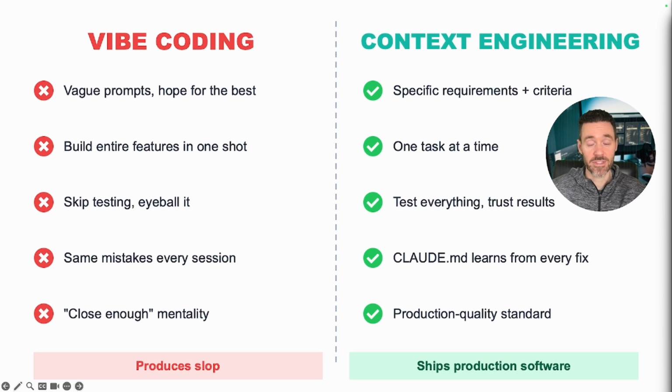What I'm going to show you instead is context engineering. It's a structured approach that turns AI from a loose cannon into a precision tool. And once you adopt it, you'll never go back. Here's the full workflow in 5 steps, and I'm going to walk you through each one.